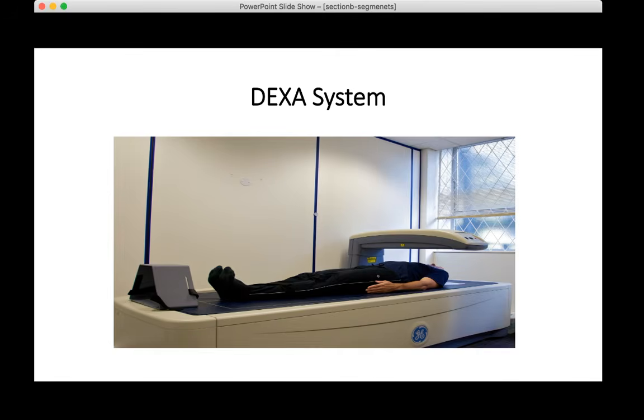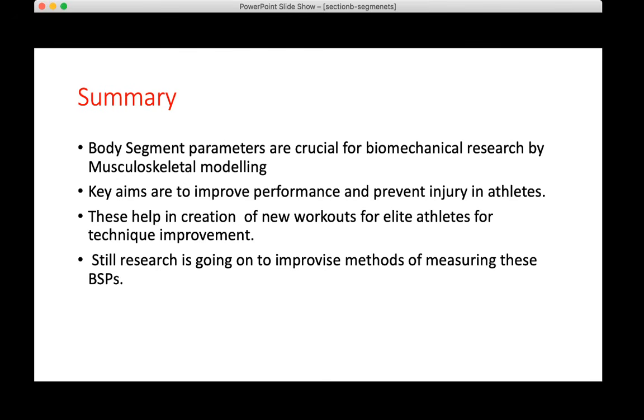Once we get the parameters, we put those values in the musculoskeletal modeling software, and we can do simulations and improve technique. So this is the way we can do it. This was the last method, and now coming to the summary of all these methods, this whole lecture summary in one slide, so that you can recall what we have learned today.